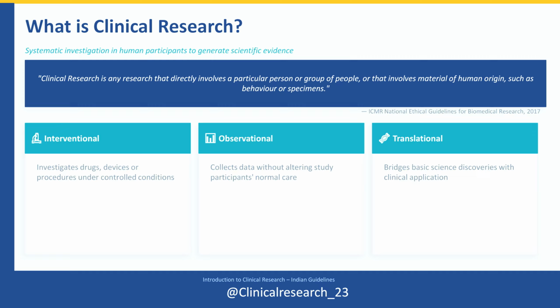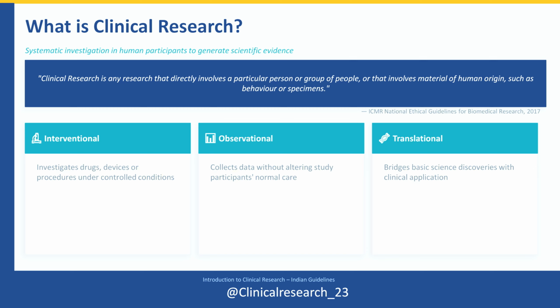First, we have translational research, which bridges basic science discoveries, like laboratory findings, with actual clinical applications. Think of it as translating lab results into real-world treatments. Next is observational research. This type collects data without changing or interfering with the participant's normal care. It's about observing and gathering information, which helps us understand how diseases behave or how treatments work in everyday settings.